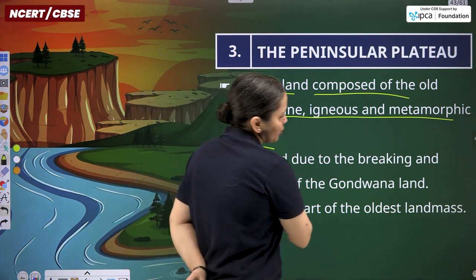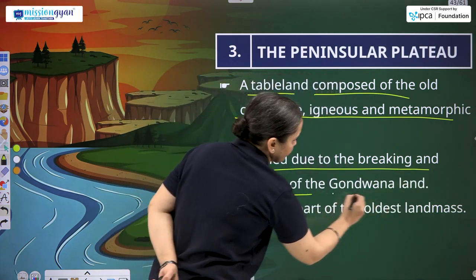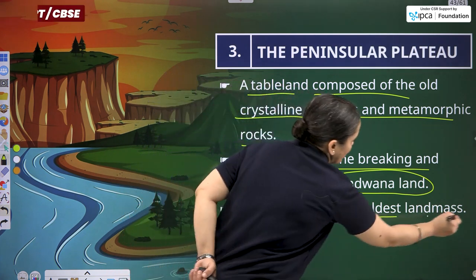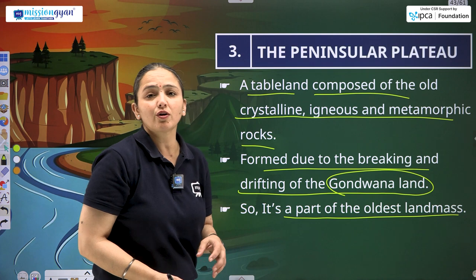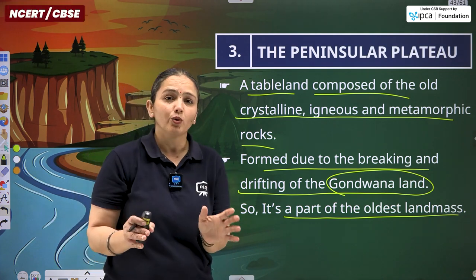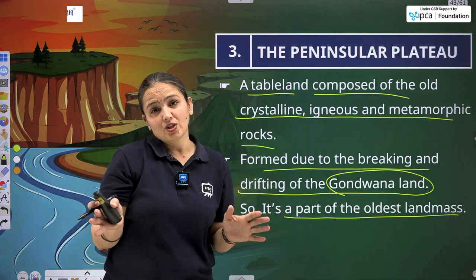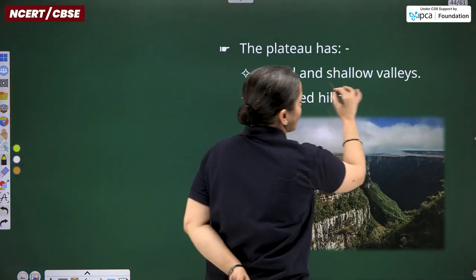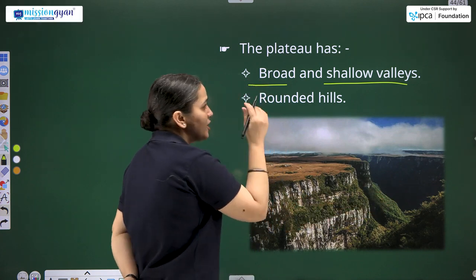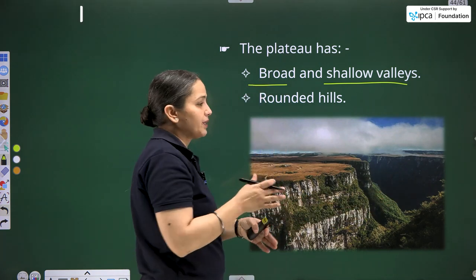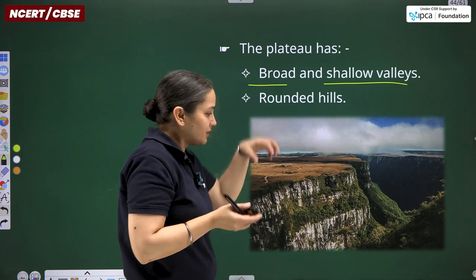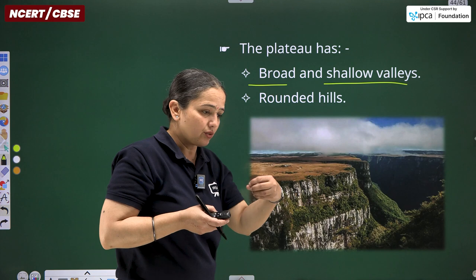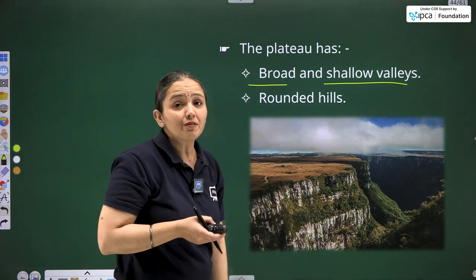So these are formed due to the breaking and drifting of Gondwana land. Gondwana land is a part of the oldest landmass. If we talk about the first ever split, it was of Gondwana land and Laurasia land. I have already explained that part to you. The plateau has broad and shallow valleys, as you can see in this image. Shallow means having quite a depth, but not to be considered deep. Their depth is quite into the few thousands of meters as well.